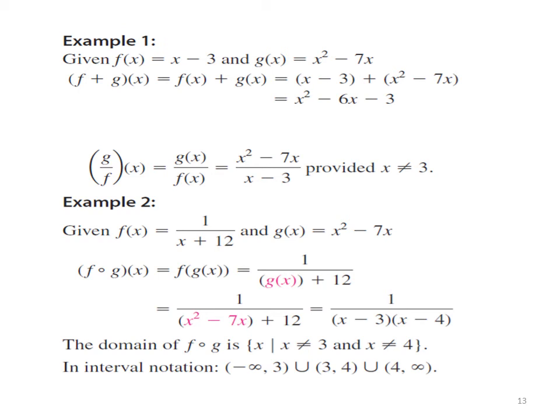You can write the domain now of f circle g to be x, such that x does not equal 3 and x does not equal 4. And you take all x except x equal 3 and x equal 4. You can write this in interval notation. This is a union of 3 open intervals from minus infinity to 3, union 3 to 4, union 4 to positive infinity. Of course, this union contains every real number except the two numbers, which is x equal 3 and x equal 4.